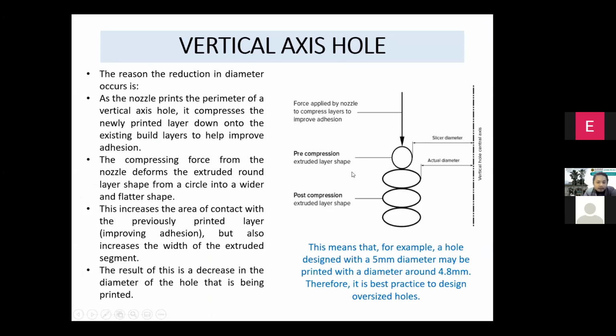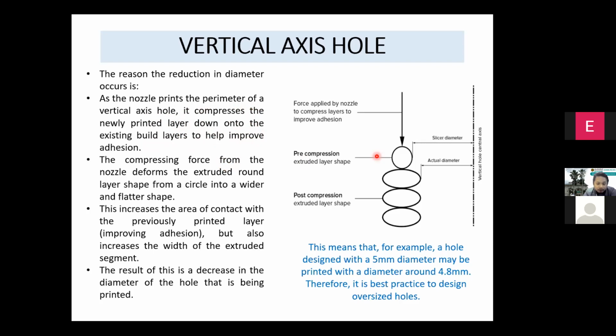All right, a little bit on the theoretical knowledge, especially when we design a hole, because in this project one of the criteria that I have to consider is hole design. So we know that on the right side here, the slicer diameter is different from the actual diameter, the printed one. So we have to consider this one. We have to be very careful on this one. What happens is that as the nozzle prints the perimeter of a vertical axis hole, it compresses the newly printed layer down onto the existing layer to help improve adhesion.